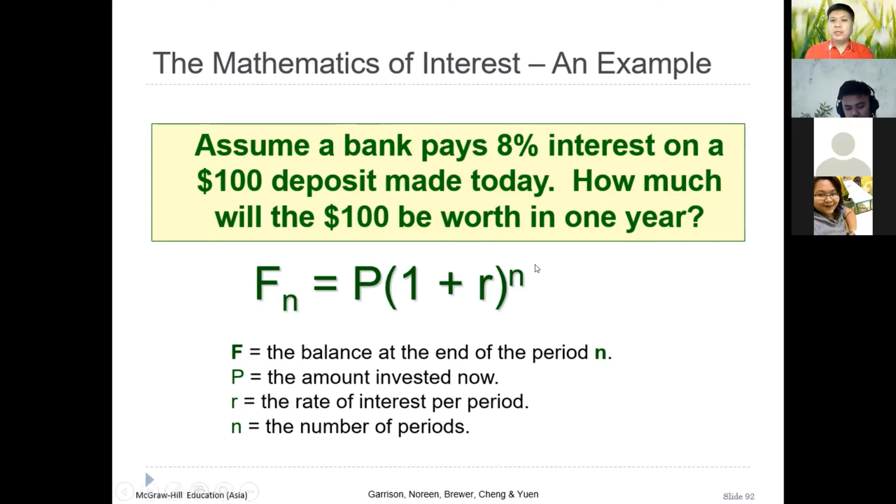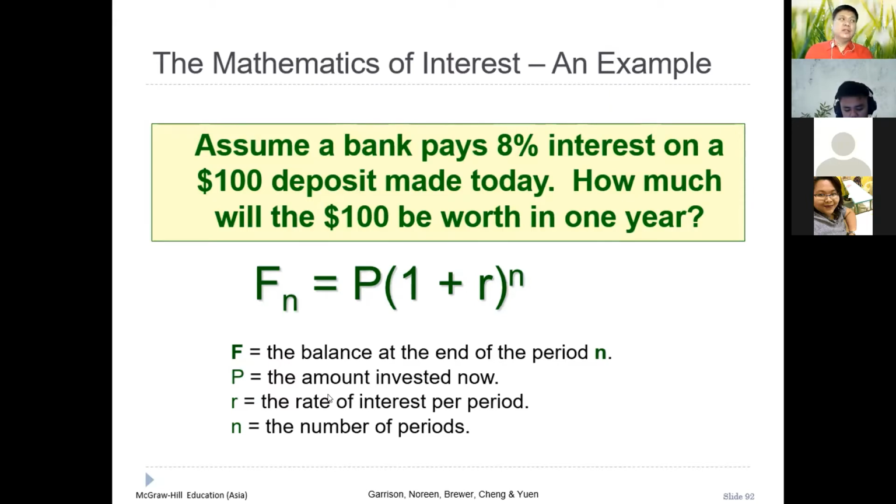So the formula will be F equals P times (1 plus R) raised to the N. What's F? F is the future value of your $100. So your F is the balance at the end of the period. What is P? P is the present value. P is the $100 that you deposit to the bank today. So P is the amount invested now.